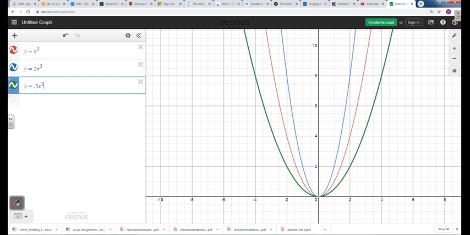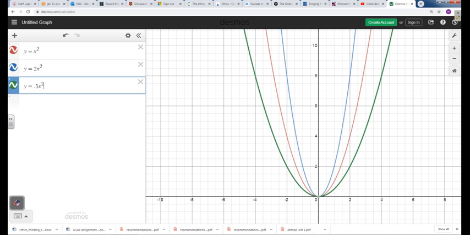It's wider, right? It's a wider graph. Okay, you see that? The green one is wider than the red. The vertex did not change. The axis of symmetry did not change. The direction of opening did not change. It's just wider. Now, 2x squared made it narrower. 0.5x squared made it wider.